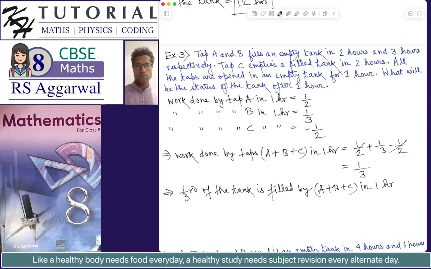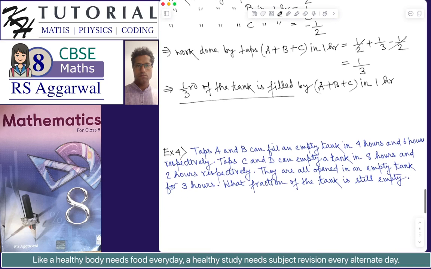Now work done in 1 hour is equal to 1 by 3, which means that since 1 by 3 is positive, 1/3 part of the tank is being filled in 1 hour by the taps. So the status is that after 1 hour 1/3 of the tank is filled with water. So this is the status of the tank after 1 hour.